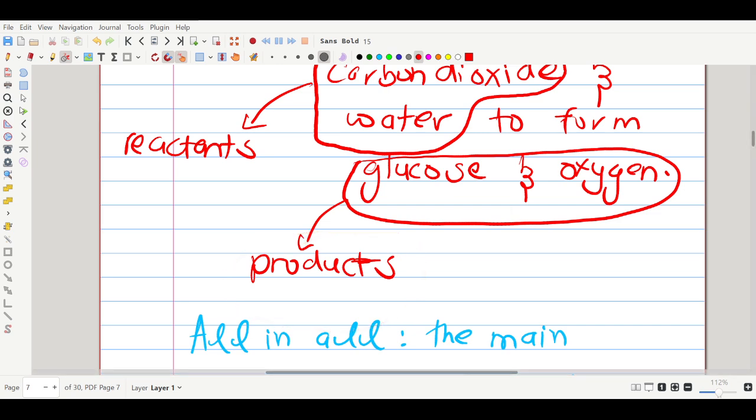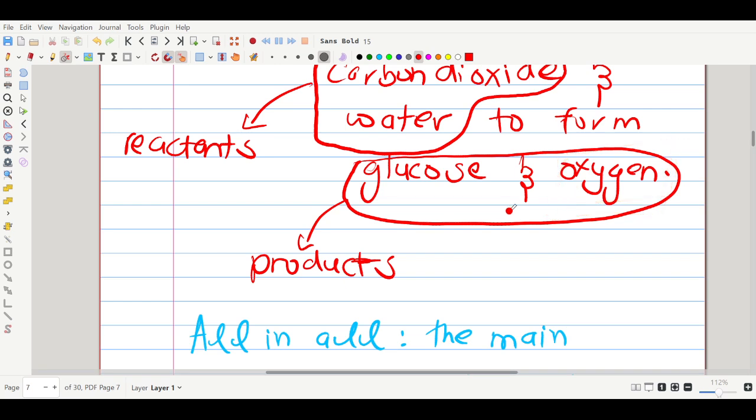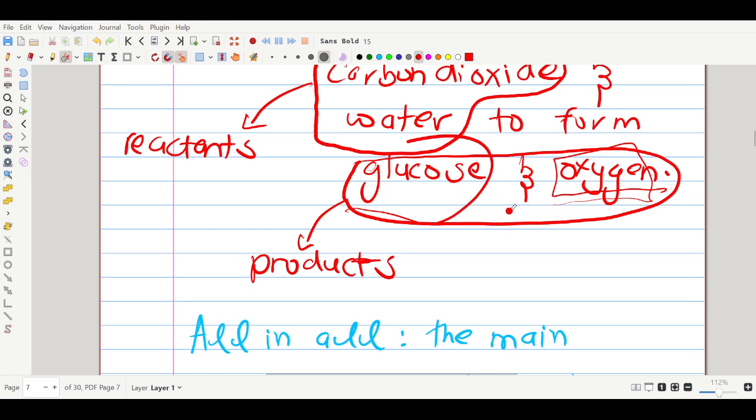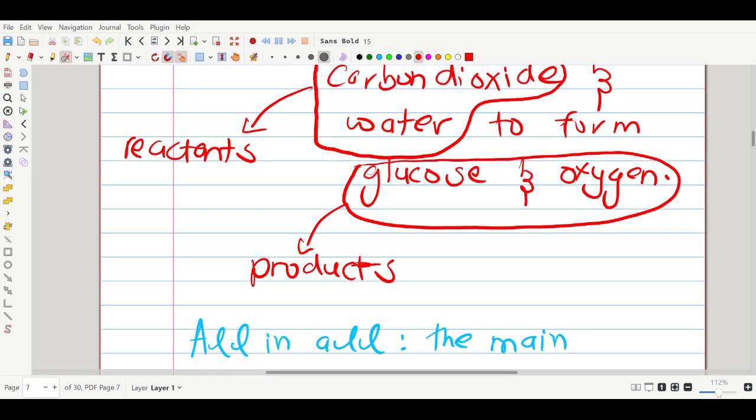Technically, glucose here is our product, while oxygen here is our byproduct. It's an unintended product. It just comes up incidentally. We weren't really planning to get oxygen out of this. We were only looking for glucose. Plants were only trying to make their own food, but oxygen came up incidentally. So oxygen is a byproduct.